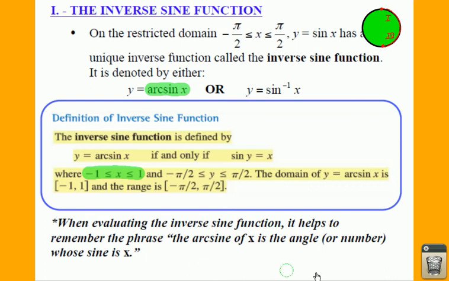Whenever you evaluate these things, what I always try to remember is the phrase: the arc sine of x is the angle or the number whose sine is x. So like I talked about before, if we have an arc sine of something, we're trying to find our actual radian value for that exact value.